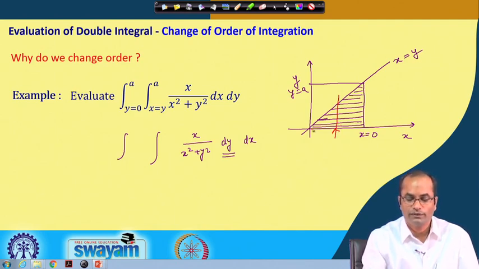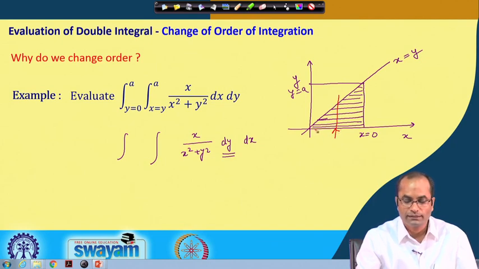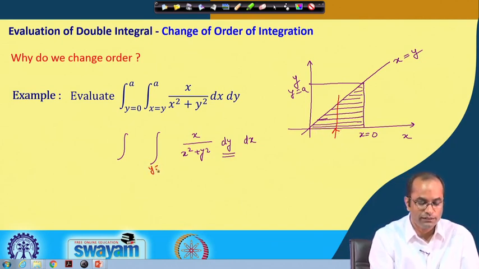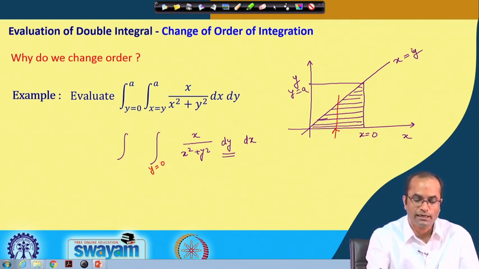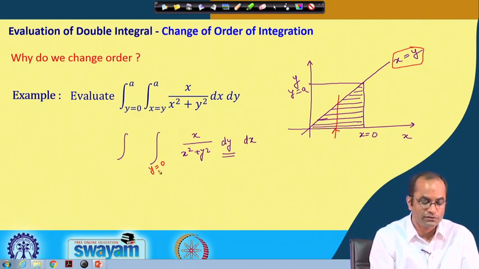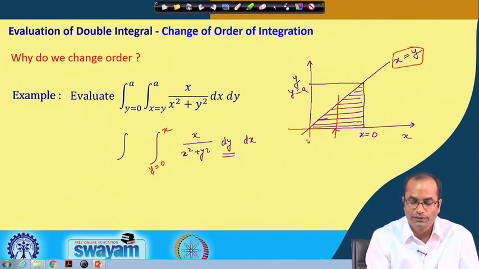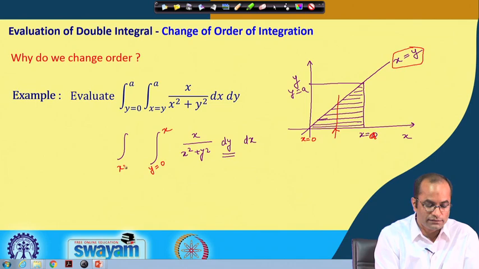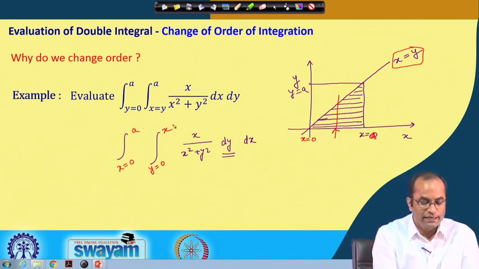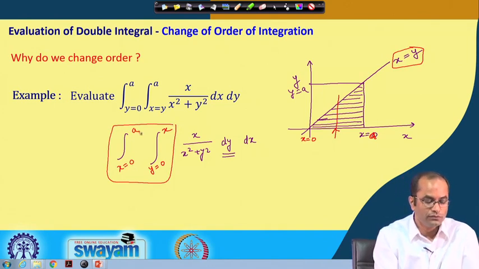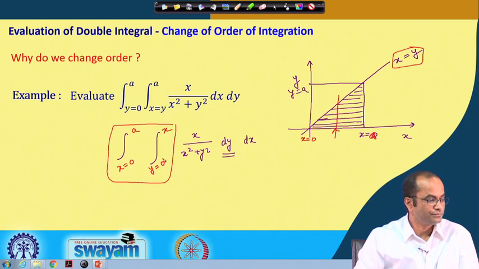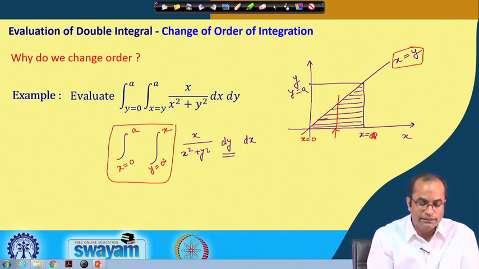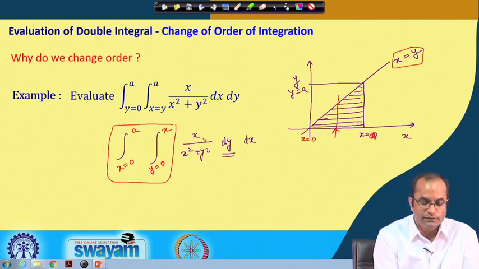So, for covering the whole domain, it is entering at y is equal to 0, so the limit here will be y is equal to 0, and it is leaving the domain exactly at this line where y is equal to x. So, from y is equal to 0 to y is equal to x, and the limit for x will be from x is equal to 0 to x is equal to a. So, in this way we have changed the limits: x from 0 to a, and y goes from 0 to x, and now we can integrate this, because integrating with respect to y is going to be easier. Here x is constant.